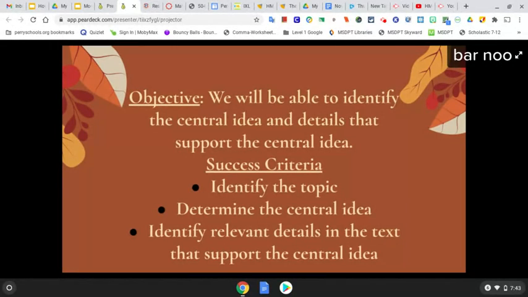All right. Today is going to be different. Last week, if you remember, I gave you details that you had to determine which details best supported. Now you have to determine which one would be the best central idea. All right. So then we're going to make sure to identify those relevant details as well. Okay, that support that central idea.